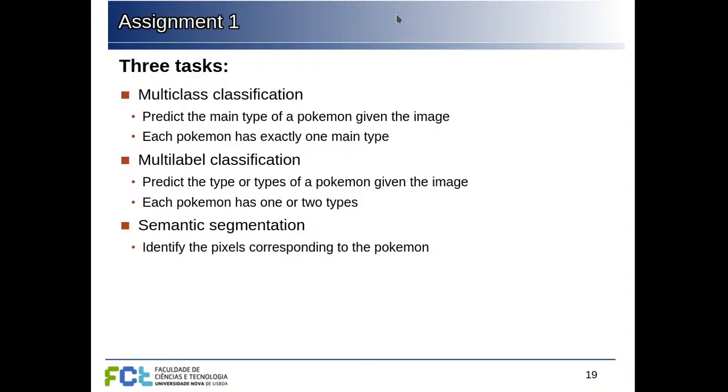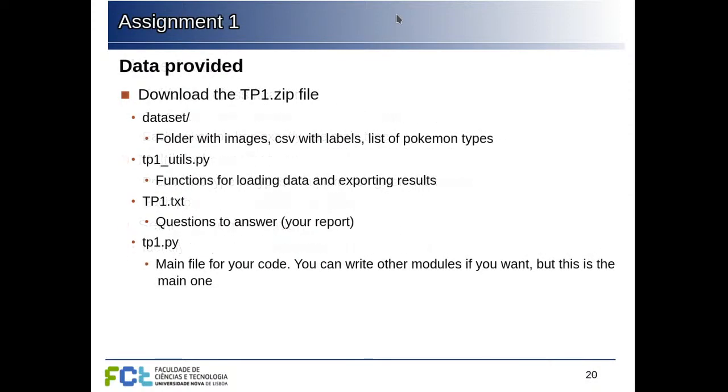So you will have to think about the networks that you're going to use, what are the activation functions, what are the loss functions, and experiment a bit to try to optimize your results. The data is provided in a zip file. You have this online along with the instructions, and you can download the zip file, extract it, and don't change the structure of the folders there.